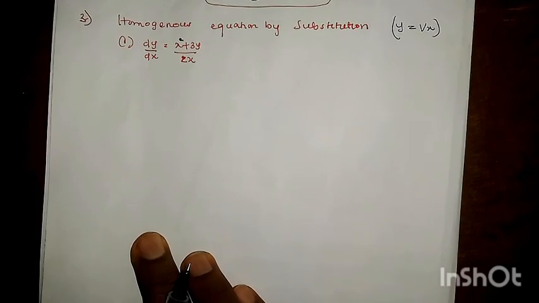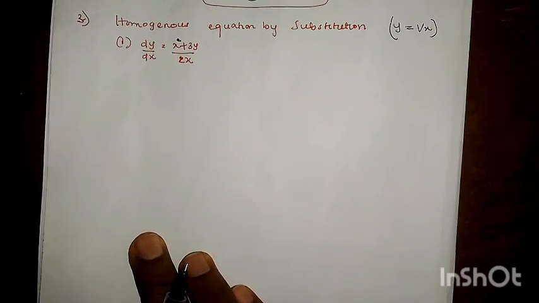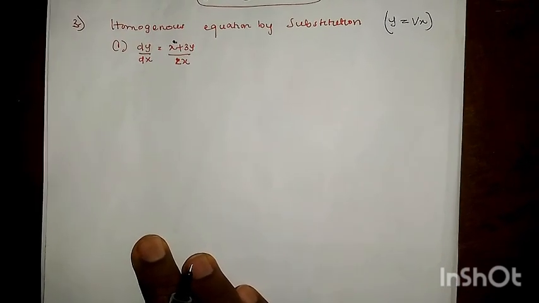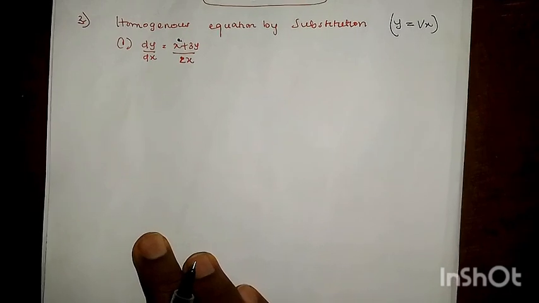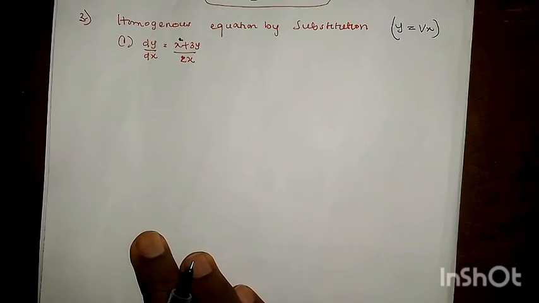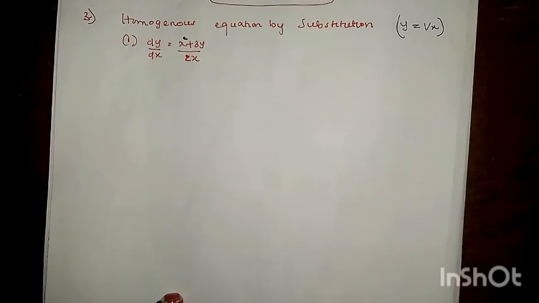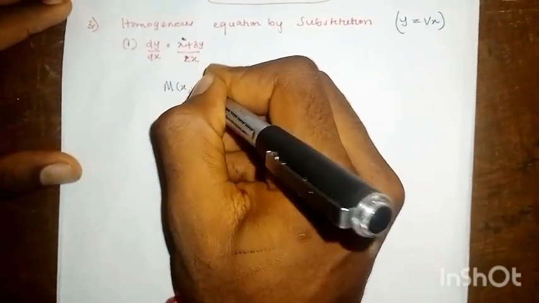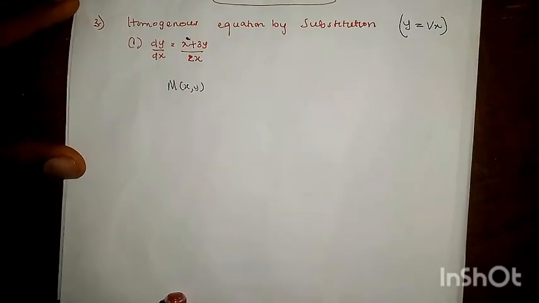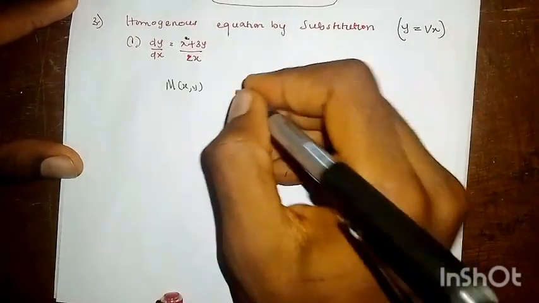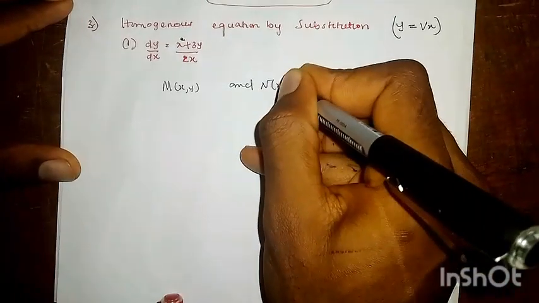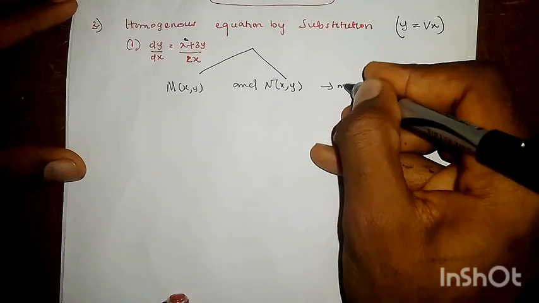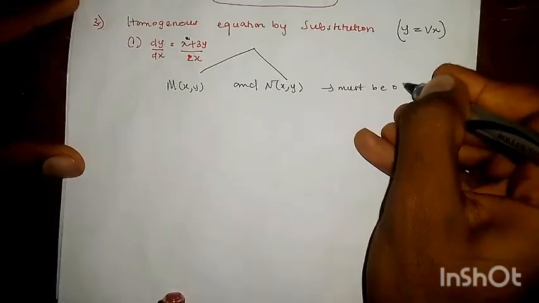A homogeneous equation is an equation in which the two implicit functions you are given are of the same degree. Now, what am I trying to say? If you are given a function M(x, y), which is a function of x and y, these two particular functions must be of the same degree.